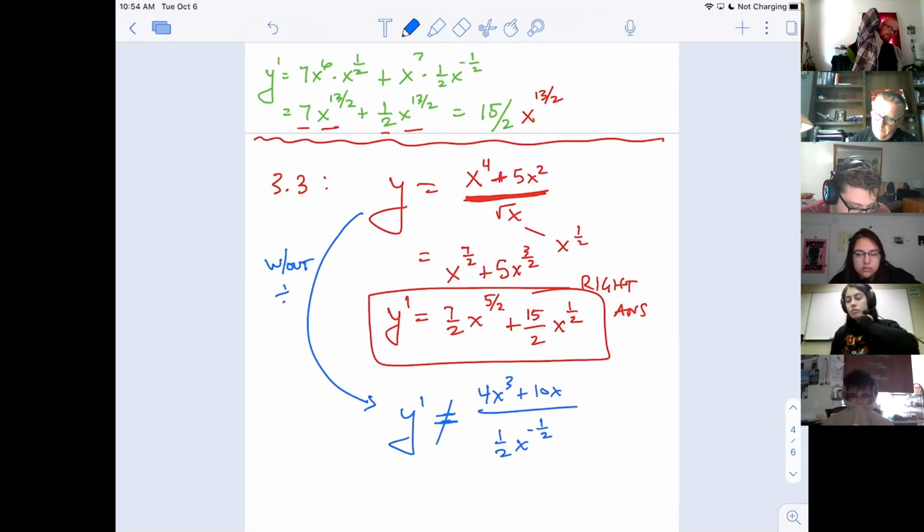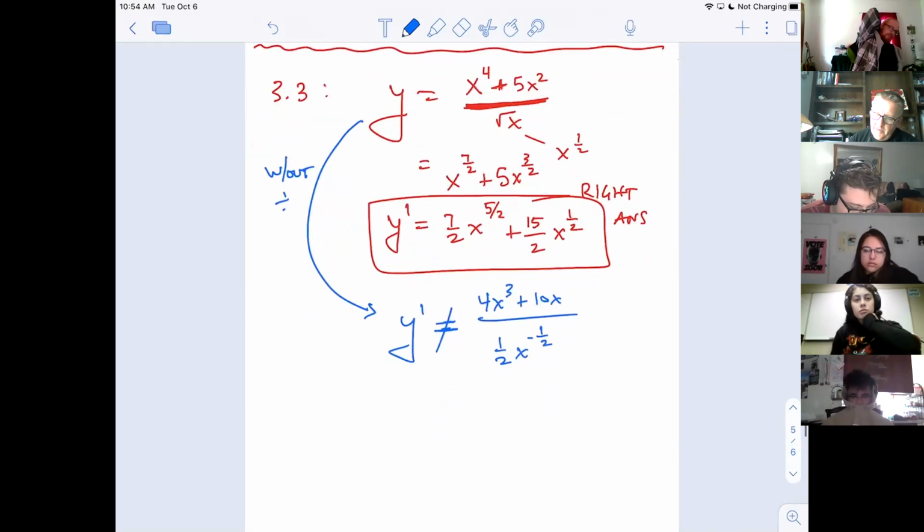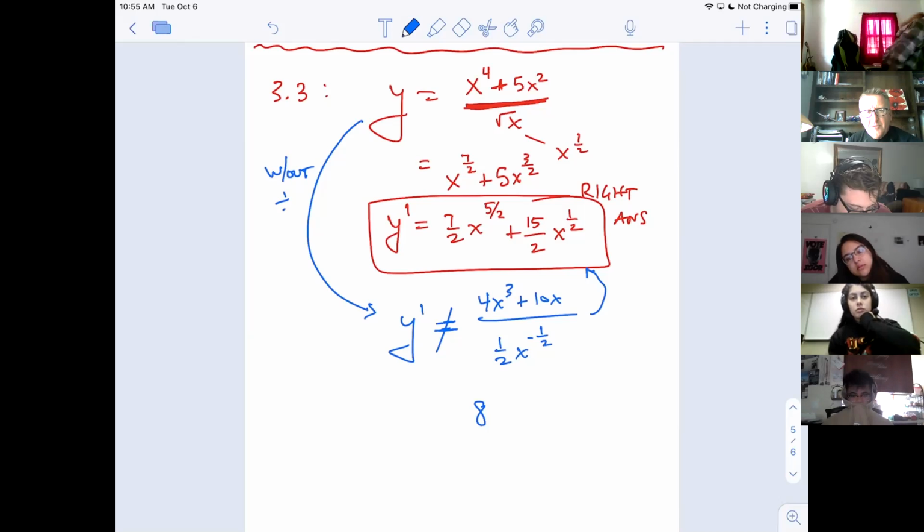And maybe just to prove the point, are these the same? Well, maybe they are. Let's keep going. 4 divided by 1/2 is 8. And then x to the third, notice you're subtracting, 3 minus negative 1/2 is 3 plus 1/2. So that's 3.5 or 7/2. So you have 8x to the 7/2. Notice that's nowhere up here. There's no 8, there's no x to the 7/2. Like, this is not working. Not surprised, but it's not working.